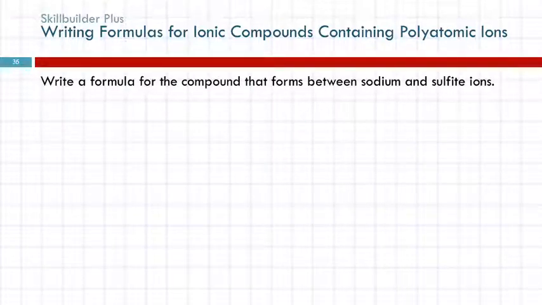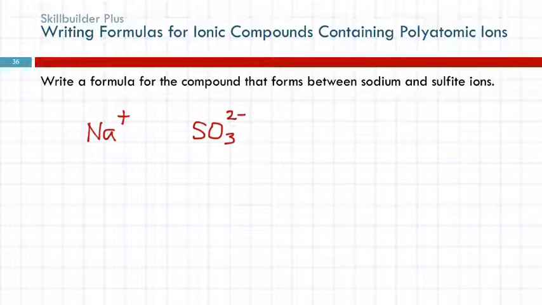Sodium and sulfite. What's the symbol for sodium? Na. There's a whole bunch of jokes. Anyway, what's the charge on the sodium ion? +1. It's in group 1. Sulfite. Well, sulfur and oxygen. Sulfite is SO3, 2 minus, because that's what it is.